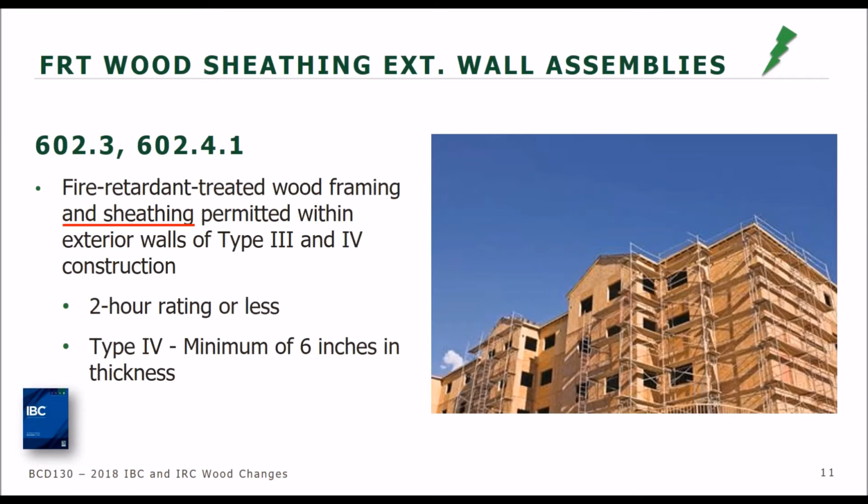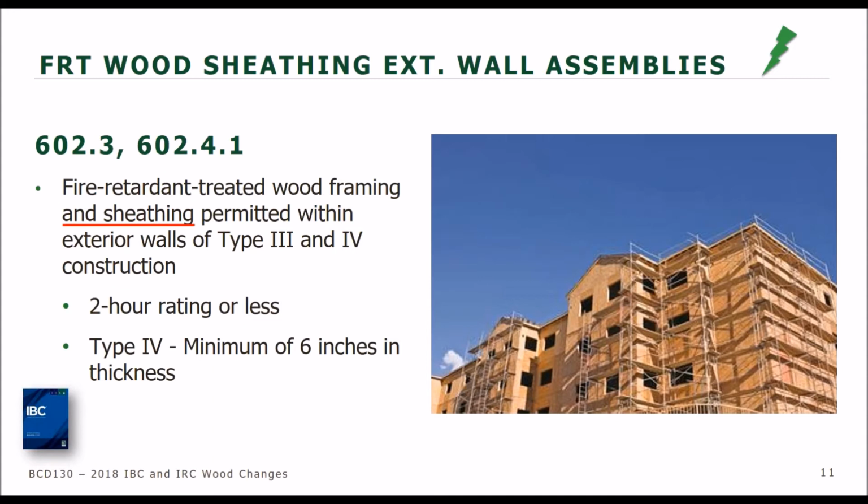On to chapter 6. Chapter 6 is types of construction, and we have 5 types of construction that are included in the IBC. This particular slide deals with 602.3, which is type 3 construction, and 602.4, which is type 4 construction or heavy timber construction. So there's been a clarification within this section related to the exterior walls.